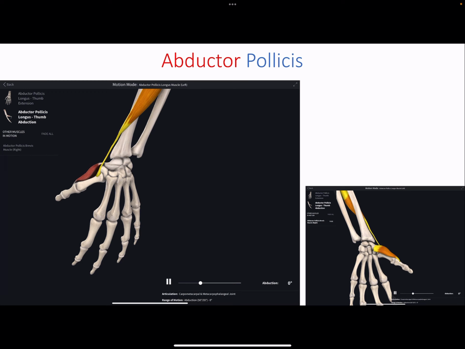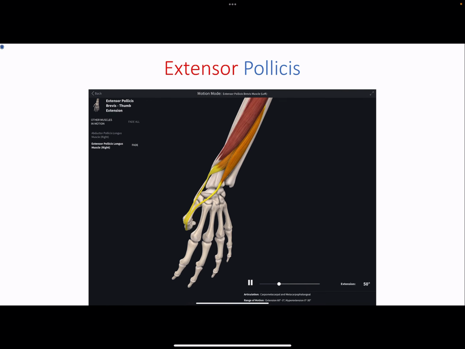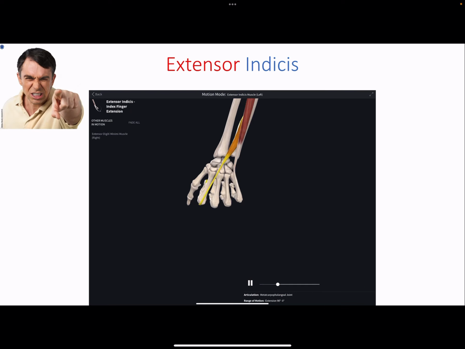Abductor pollicis abducts. Extensor pollicis extends, whether you're talking about brevis or longus. Extensor indicis is just pointing. Now notice that the video also liked to do the motion where the extended index is not going to the pinky. Complete Anatomy, for whatever reason, just puts this motion together.